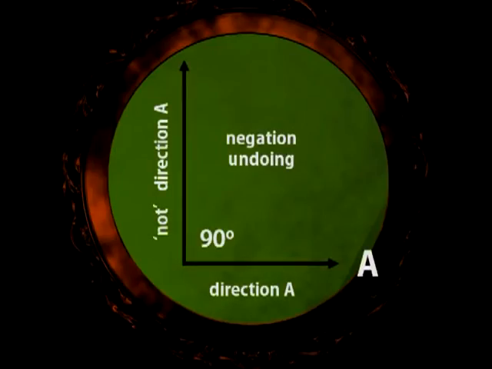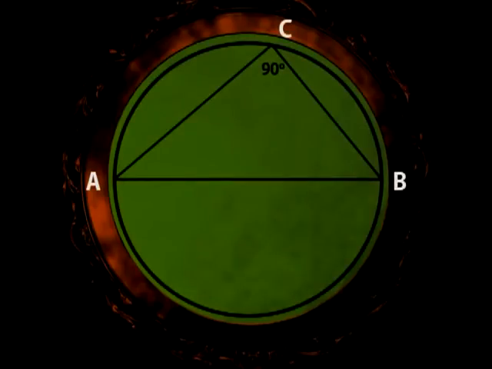The right angle symbolizes the principle of negation or undoing. In a circle and diameter, the diameter always subtends a right angle at the circumference. If the diameter is AB and C is any point on the circumference of the circle, then AC is always at right angles to BC. The reason why a right angle symbolizes not or negation can be seen in the following example.